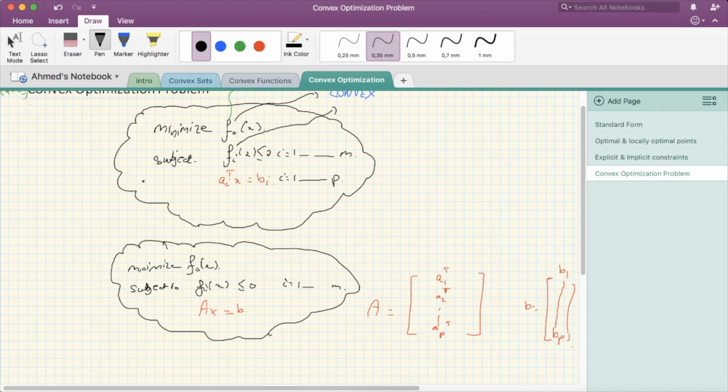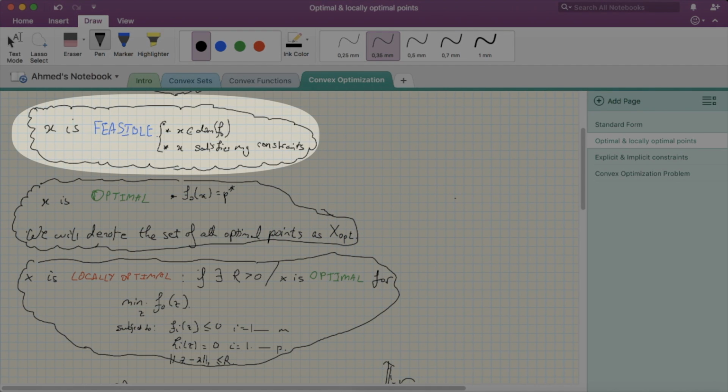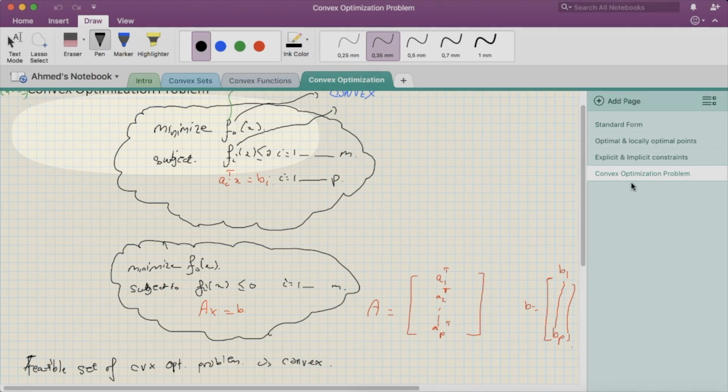There's a nice property about convex optimization problems. So the feasible set of convex, I'm going to refer to it as CVX in short, of CVX optimization, OPT as optimization problem, is convex. And what is a feasible set? We talked about feasible set right here. So x is feasible if 1, 2, right? So all those x's that are feasible, collect them in a set and come here. If you're in a convex optimization problem, then the feasible set is convex.